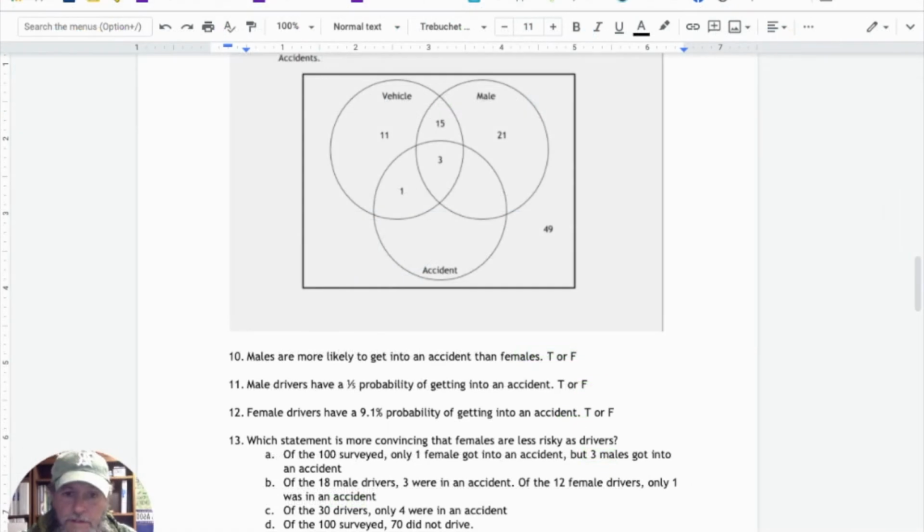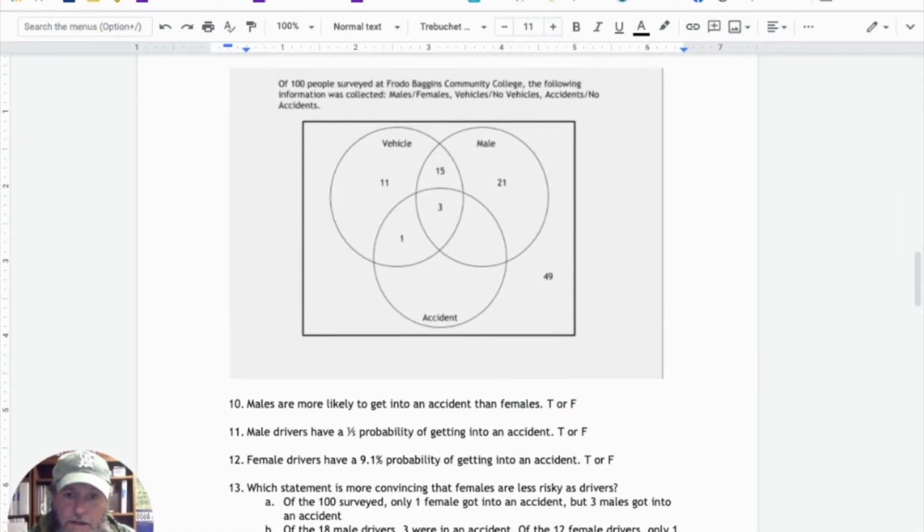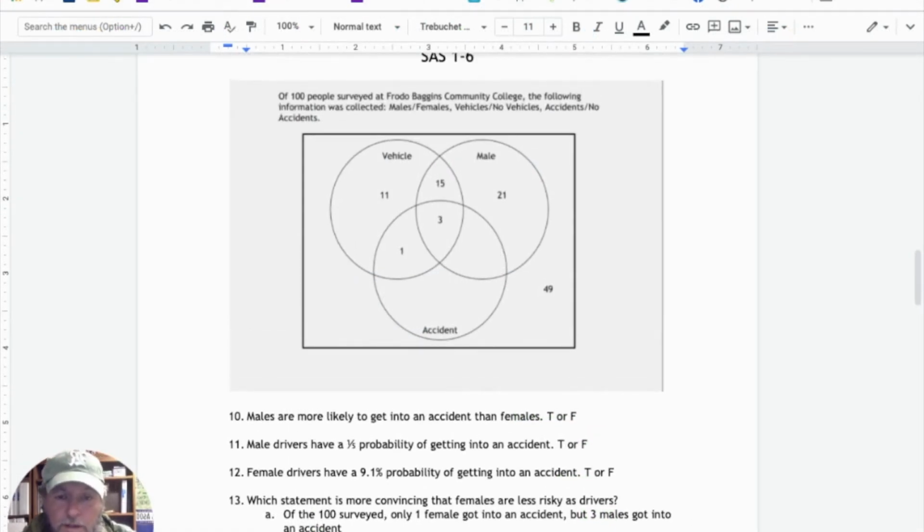Here, question 10, we're looking at this Venn diagram. It says, of 100 people surveyed at the Frodo Baggins Community College, the following information was collected: males and females, vehicles and no vehicles, accidents and no accidents. So if you look carefully at this Venn diagram, each circle encompasses just the part that's described, the vehicle. So the numbers in here are just people with vehicles. Now, whether they're male or female depends on which other circle they're inside.